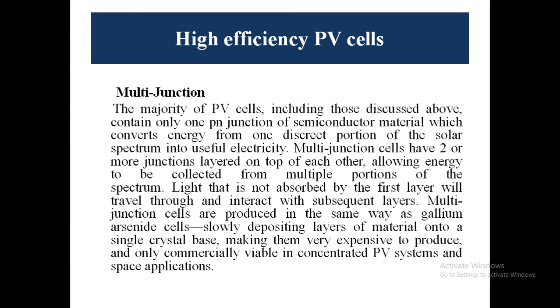To create a high efficiency photovoltaic cell, multi-junction formation can be done. In this, the majority of PV cells can be used together, with two or more junctions layered on top of each other, which allows the maximum energy to be collected from different portions of the spectrum. The light that does not get absorbed by the first layer will travel on and interact with subsequent layers. As a result, the efficiency increases.